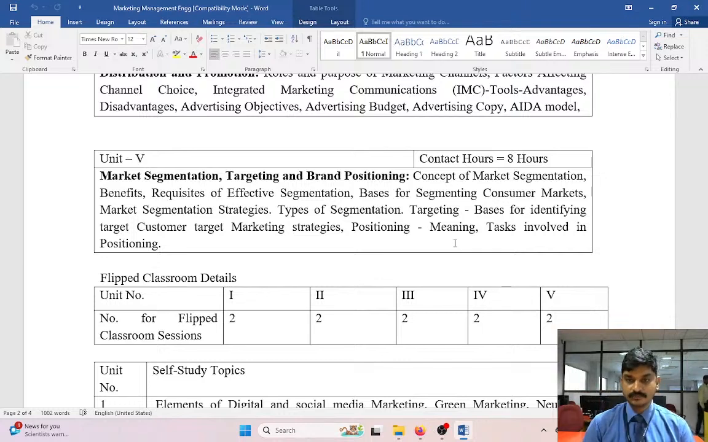And finally, positioning is how a marketer places the product in the mind of the consumer. It's very important for an organization that the consumer perceives its products in a good sense, that is, in a positive way. Only then are they going to accept. So a lot of effort is taken by organizations to position their product in the mind of the consumer. So unit 5 basically deals with these psychological strategies as far as positioning is concerned.